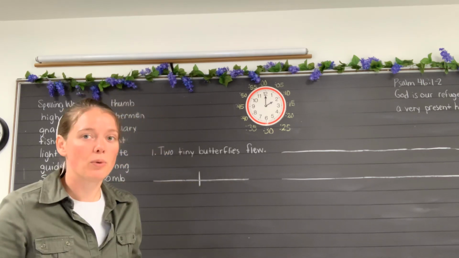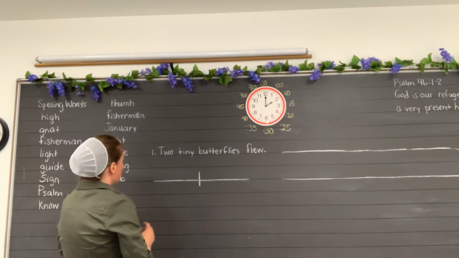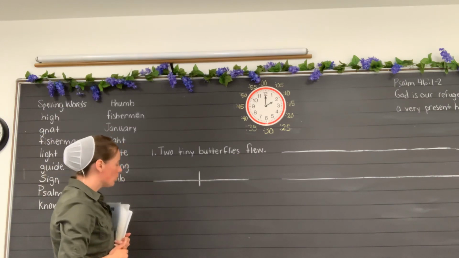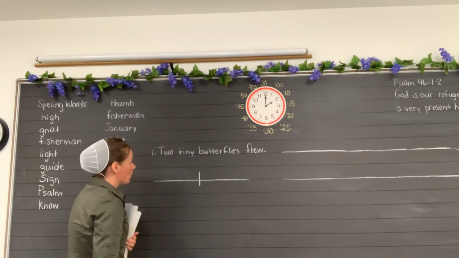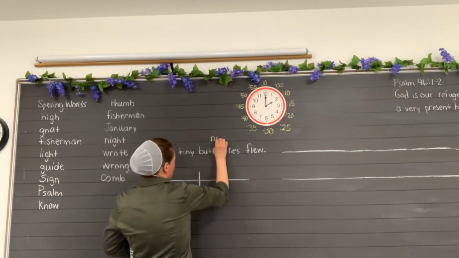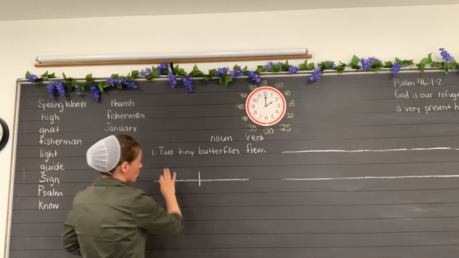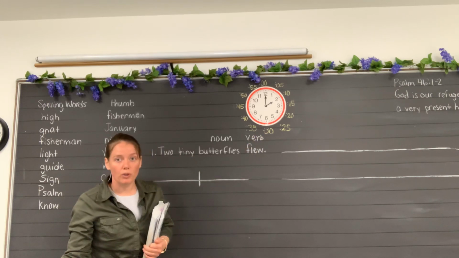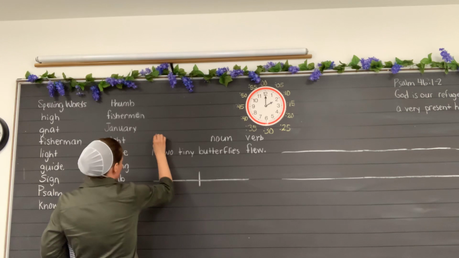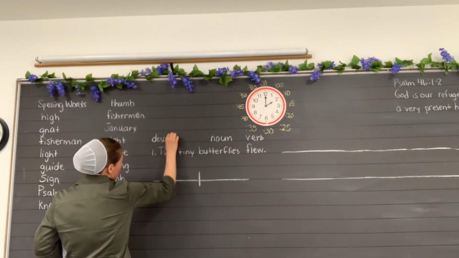Let's look over here on the board. We have the sentence, 2 tiny butterflies flew. So butterflies is the noun and flew is the verb. And then 2 and tiny are describing words. So we will say they are describing words right up here.